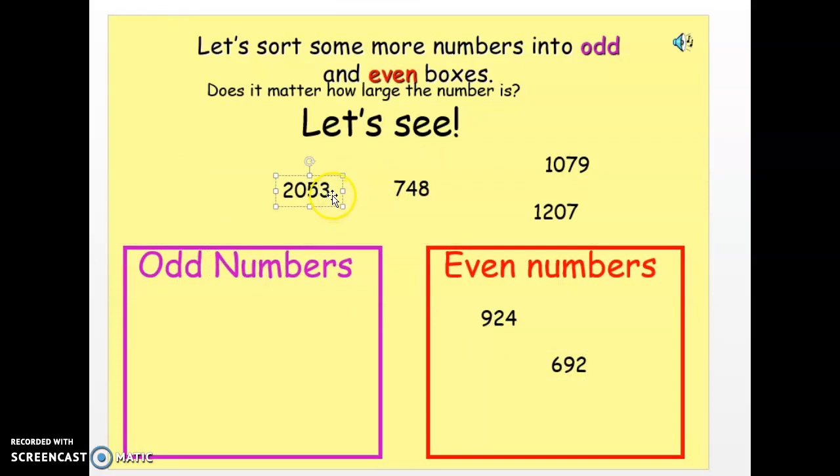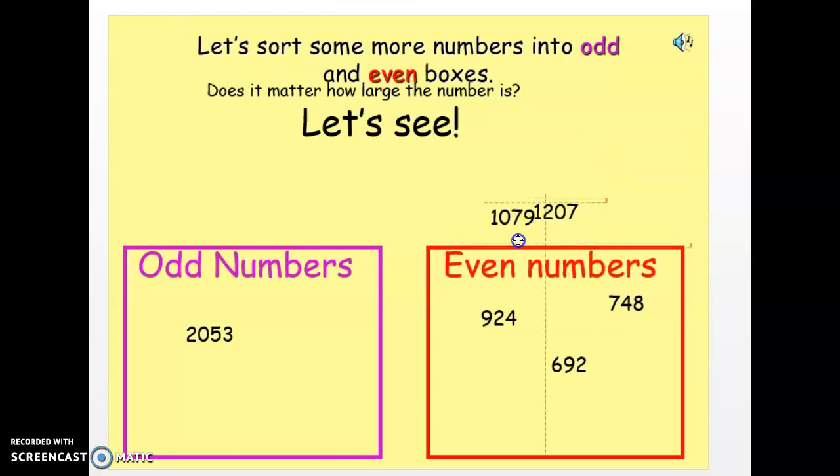2053, I only check 3. Is 3 an even or an odd number? 3 is an odd number, so I'll bring down 3 to the odd number box. 748 is an even number because of 8, so I'll bring it to the even number box. Then also I have 1079, my last number is 9, and 9 is an odd number, so automatically this makes the number an odd number. Then also I have 1207. Because of 7, the last digit, I'm going to put it in the odd numbers box.